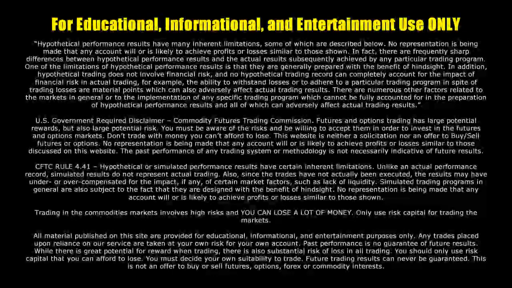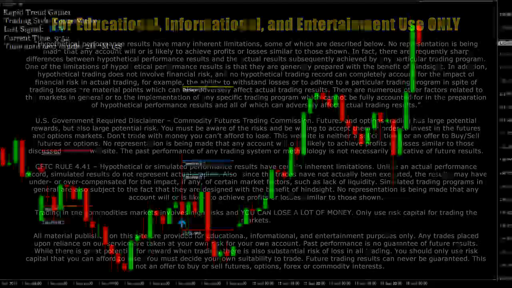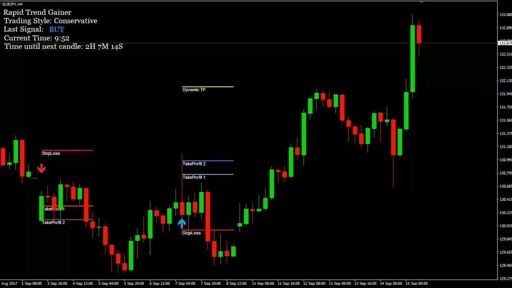So everyone wants to find a way to increase the reliability of any trading strategy. And Rapid Trend Gainer actually has three really simple rules that you can follow to make sure that you're getting the most out of the software.